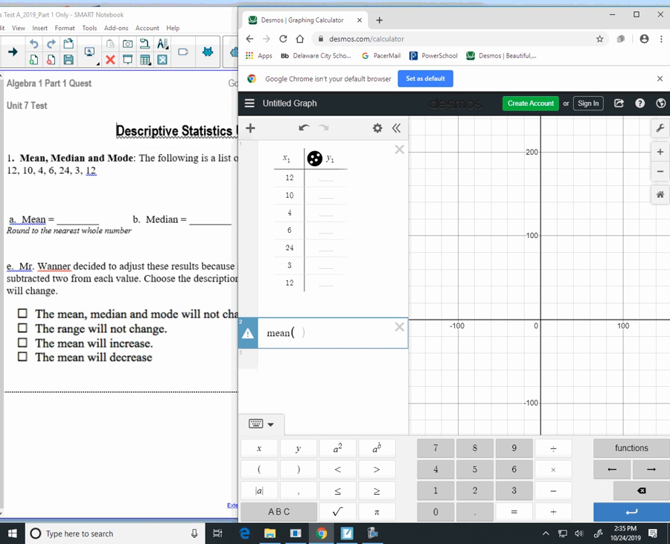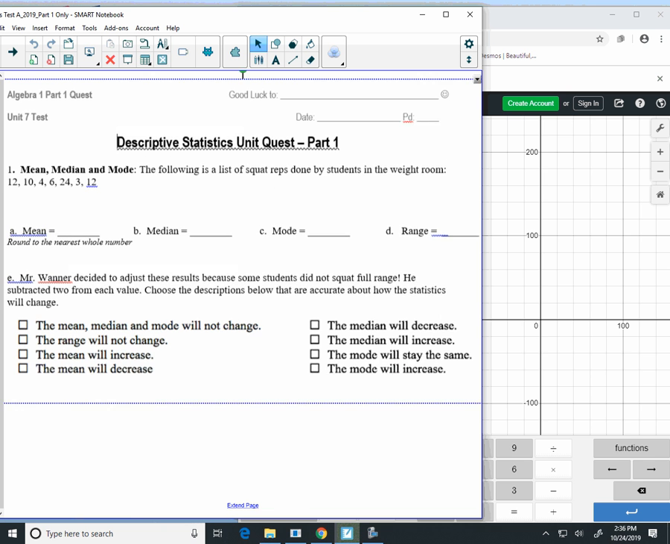Now, if you just put in mean, it doesn't know what you're asking for. You have to tell it what list you're looking at. Here we're looking at the list that's labeled X1 up here. And so under mean, we have to put in X1. And then it says round to the nearest whole number. So our mean there was 10.14, so I'm going to write 10.